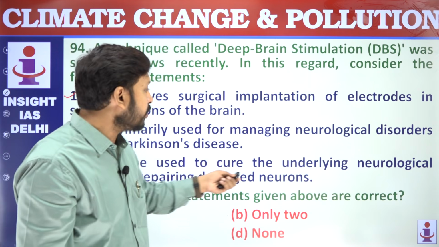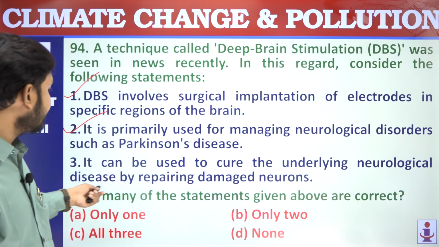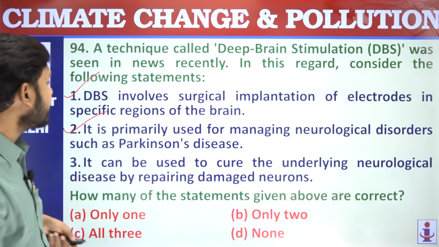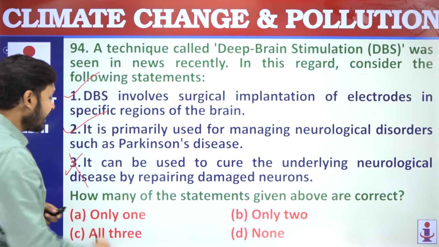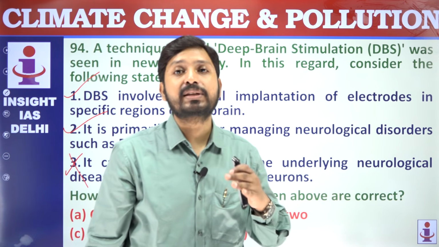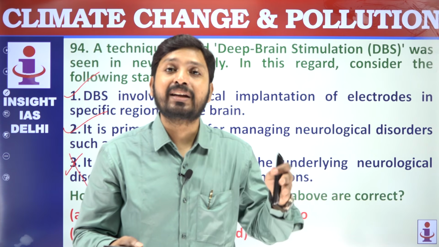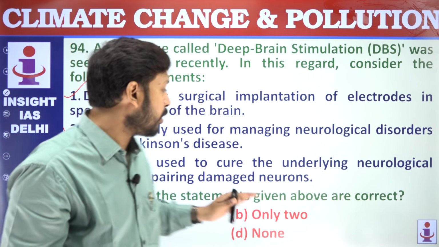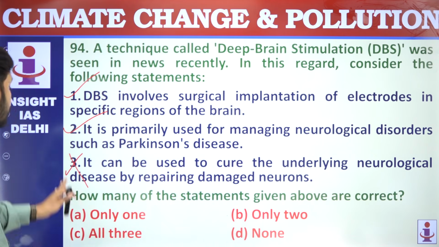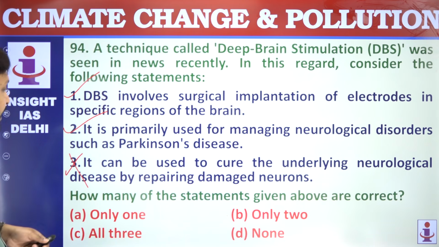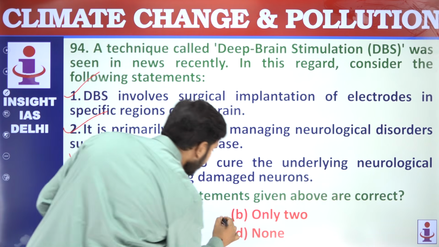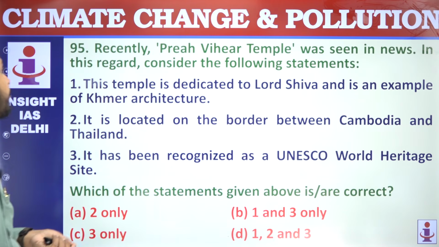It can be used to cure the underlying neurological disease by repairing damaged neurons. No, it cannot repair or cure these damaged neurons, but whatever abnormal signals are coming, it can control those abnormal signals, but it cannot cure the damaged neurons. So the third statement is wrong. Only 1 and 2 are right. So only 2 statements are right. So B is the right answer for us.